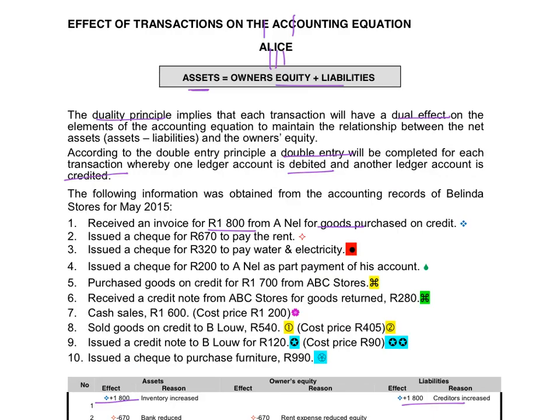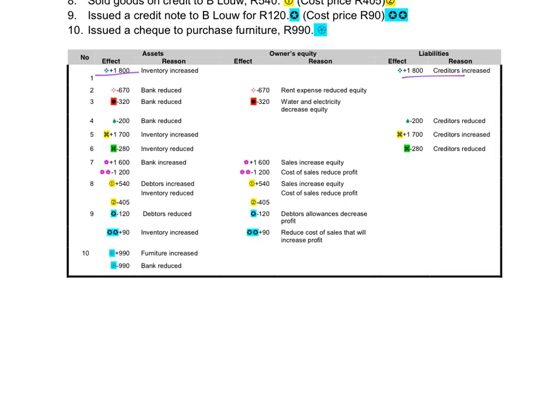Issued a check for 670 to pay for rent. Money was taken out of the bank and an expense was paid. The money in the bank reduced. Bank is an asset, so therefore my assets will decrease. If we pay expenses, it will reduce my profits, so the owner will get less profits, so the equity will decrease with the payment of an expense.